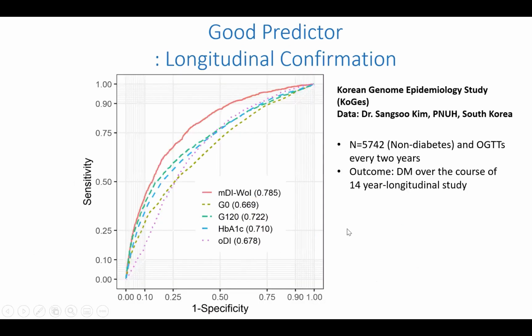So I took the longitudinal data from the Korean Genomic Epidemiology study from Dr. Sang-Soo Kim, Busan National University Hospital in South Korea. At the baseline, there were 5,742 non-diabetes participants. The OGTT was undergone every 2 years. The outcome is diabetes. This is a 14-year longitudinal study. As you can see, MDI without insulin outperforms the current diabetes criteria, which are fasting glucose, 2-hour glucose, A1C, and ODI. Actually, fasting glucose is the worst.